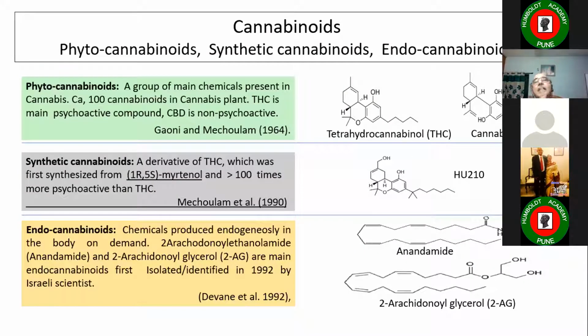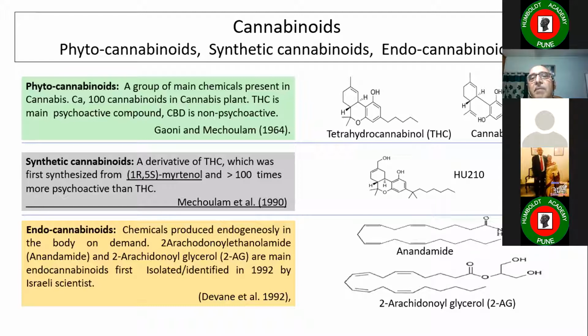Now, coming to the chemistry, what makes it psychotropic? There are 3 types of cannabinoids. One is the phytocannabinoid, where there are 2 main cannabinoids. You might have heard so much about CBD oil nowadays on TV. The other is tetrahydrocannabinol, and the structure is given on the right hand side. You see the difference between tetrahydrocannabinol and CBD, or cannabidiol. The difference is so little, they are basically functional isomers.